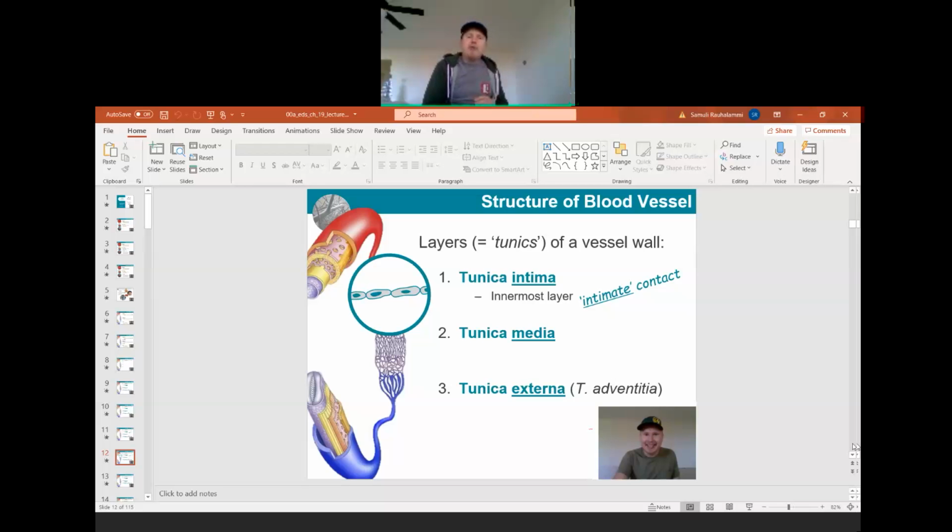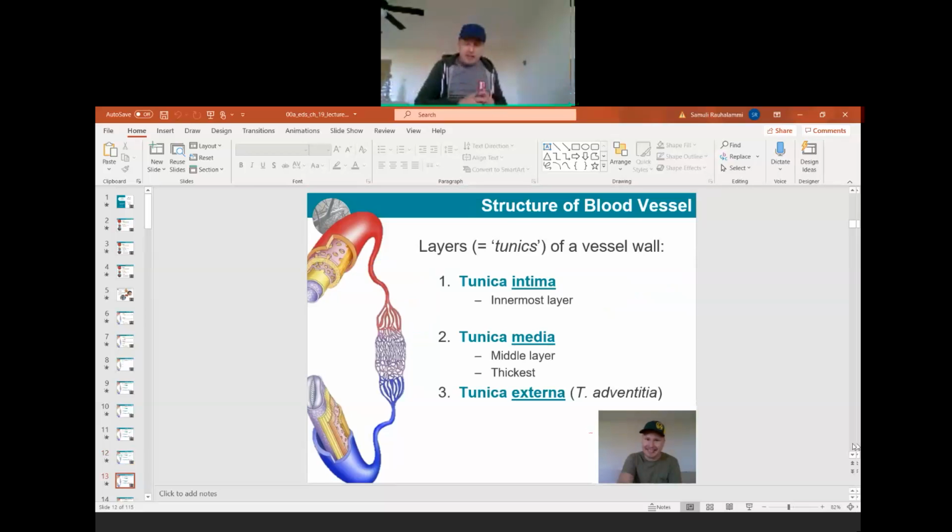The function of the tunica intima is to protect the other layers that are going to come afterwards, but also to facilitate the passage of materials. That's why it's these flat, thin layers, so that materials can easily move in and out through that layer. And that takes us to the next layer, the middle layer, tunica media, in the middle. And that's made of smooth muscle.